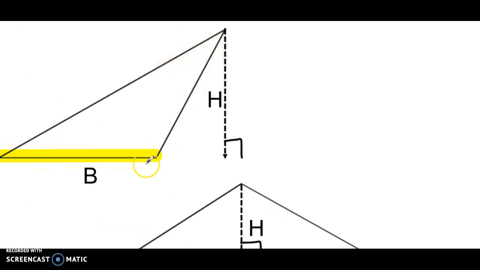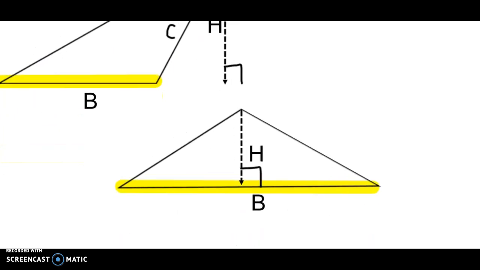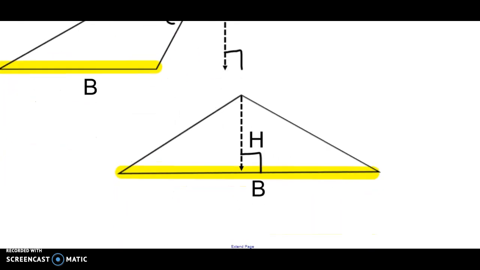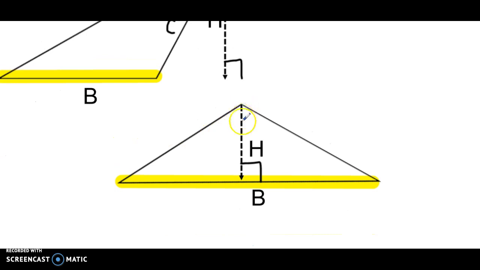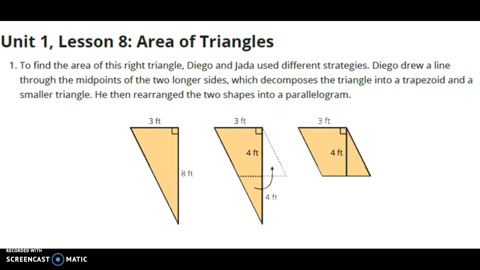So consider these two triangles. In this instance, I chose the base to be this side, and so for my height, I had to draw this line at a right angle. I couldn't use this side over here, we'll call it side C, because it's not at a right angle. But what if I flip my triangle and I wanted to make my longest side my base? I can do that. This is the same triangle, but in this instance, I had to pick a new height, one that is at a right angle from my base. Look at your sheet.